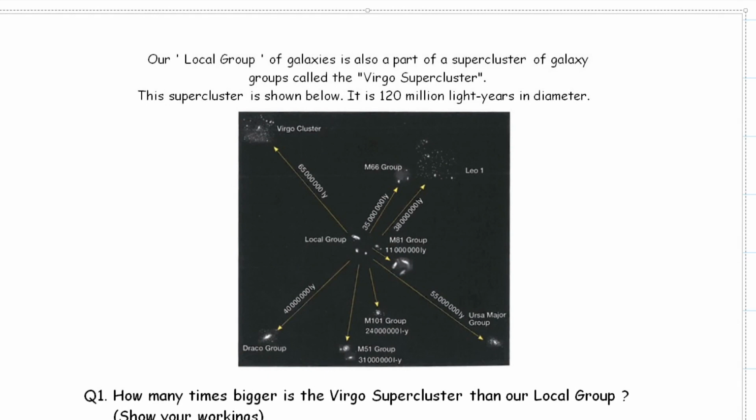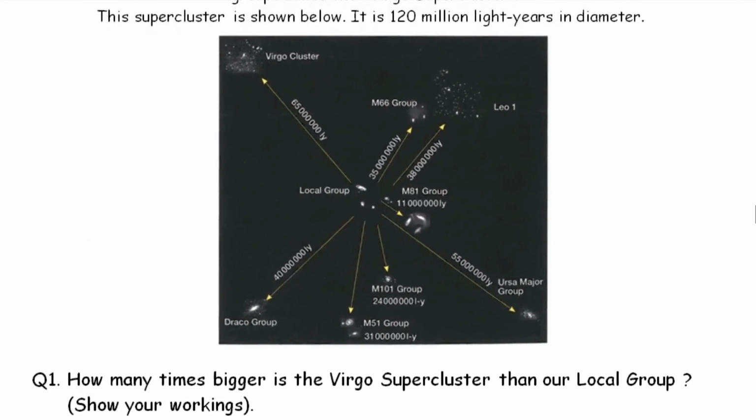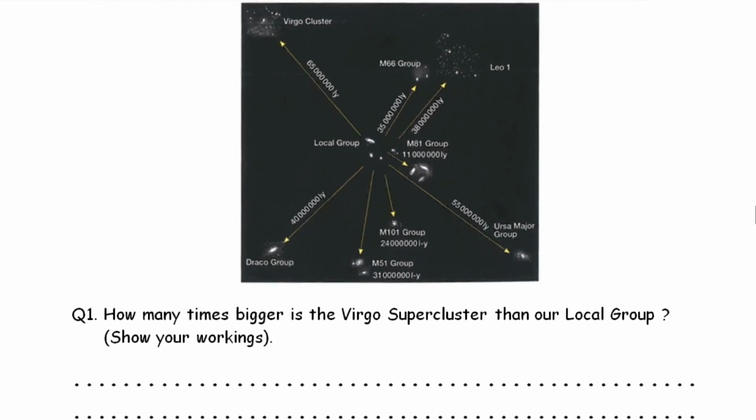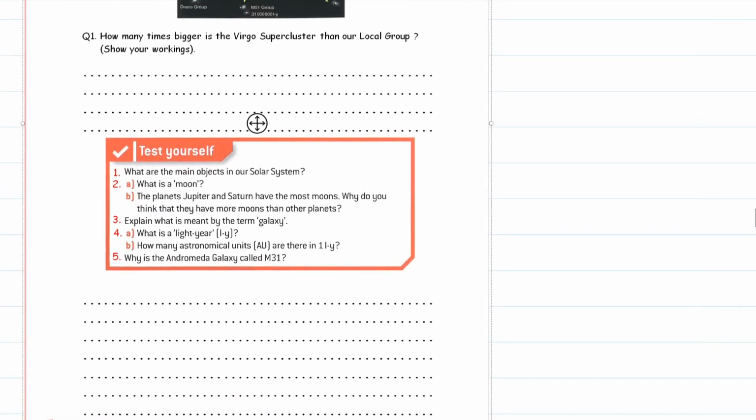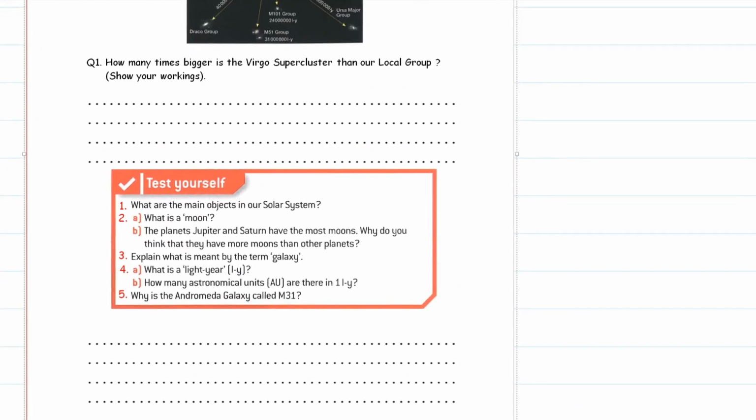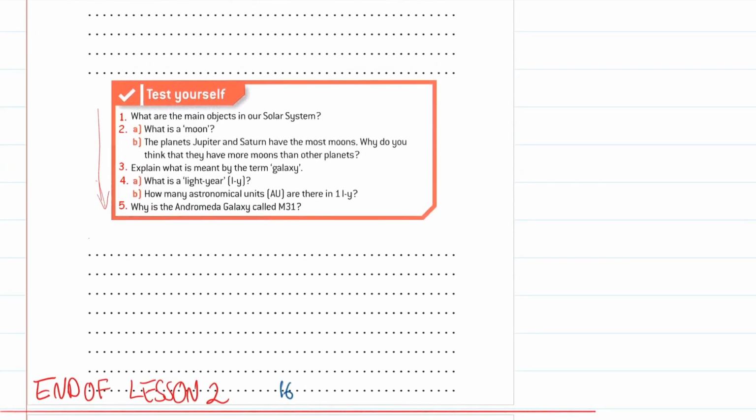Our local group of galaxies is also part of a supercluster of galaxy groups called the Virgo supercluster. The supercluster is shown below, 120 million light years in diameter. There we go. Now time for you to answer some questions, and that'll be the end of the lesson. What I want you to do is answer question 1 here, and questions 1 to 5 underneath here. Pause the video, and when you've completed, press play.